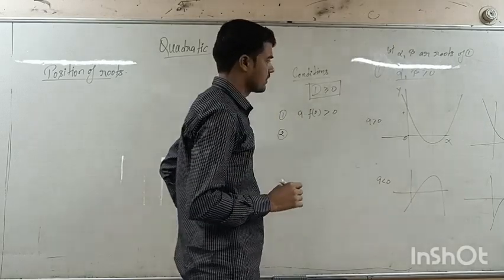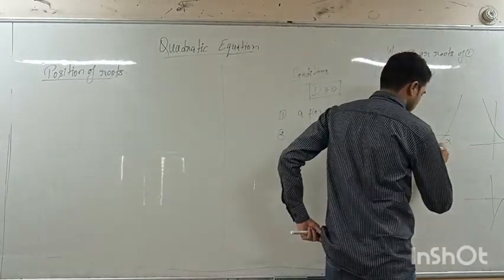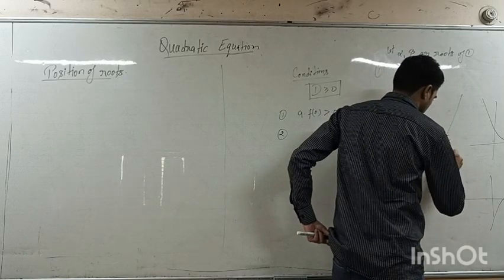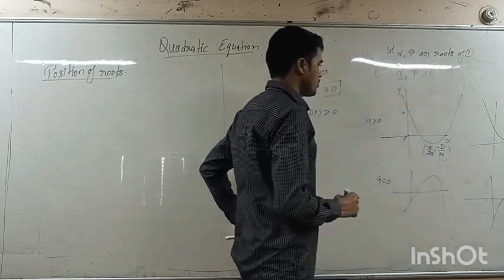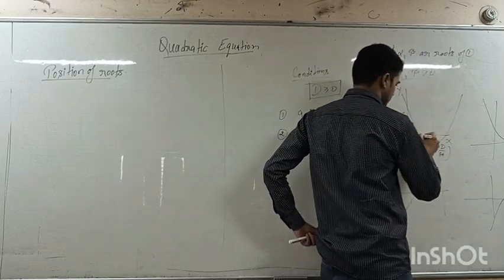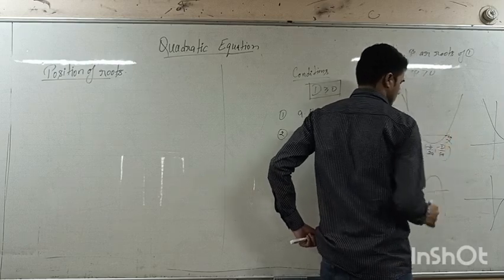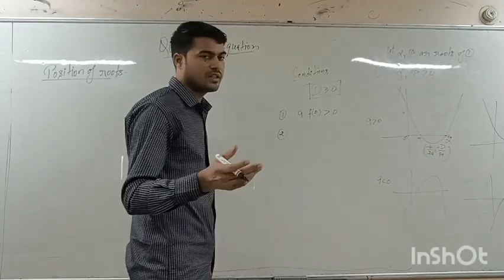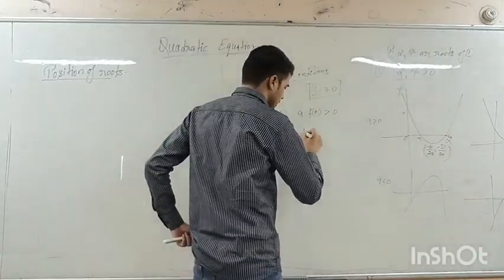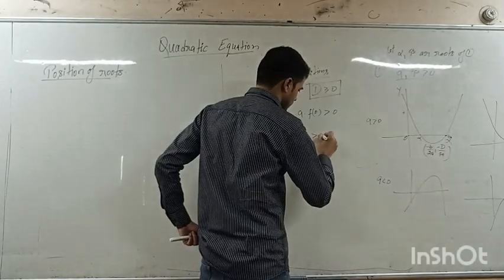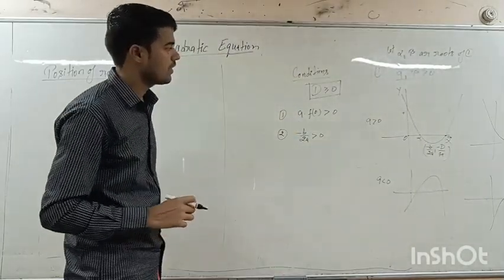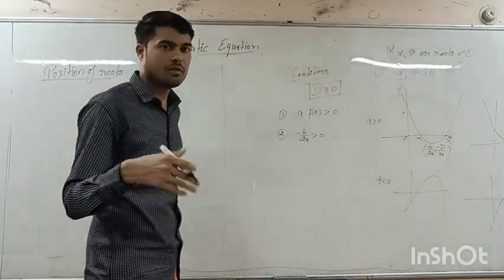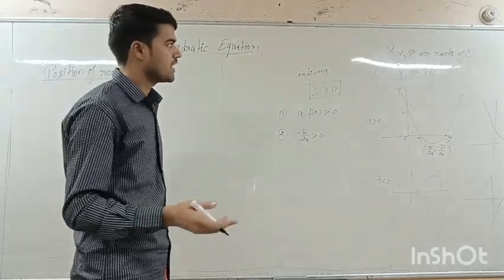Second, what can we say? What is the point at the vertex? The vertex is minus b by 2a, minus D by 4a. So if alpha and beta are greater than 0, alpha is here and beta is here, then minus b by 2a will also be greater than 0. And if alpha and beta are greater than 0, we can also observe that alpha plus beta is greater than 0 and alpha beta is greater than 0.